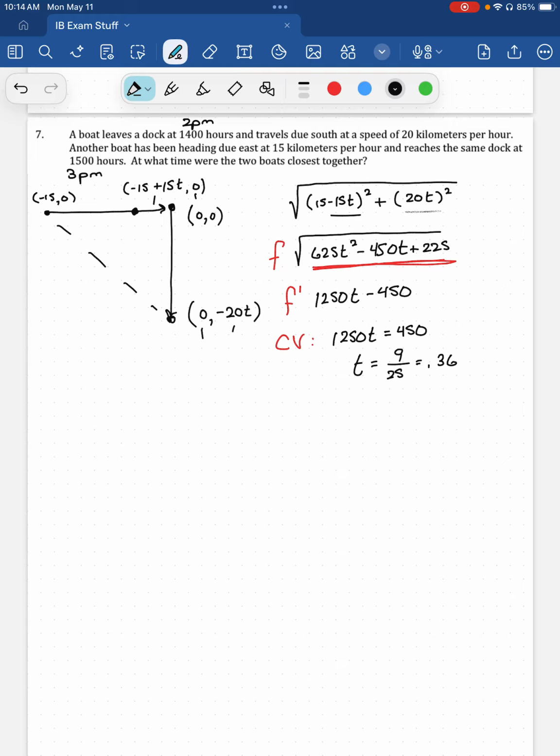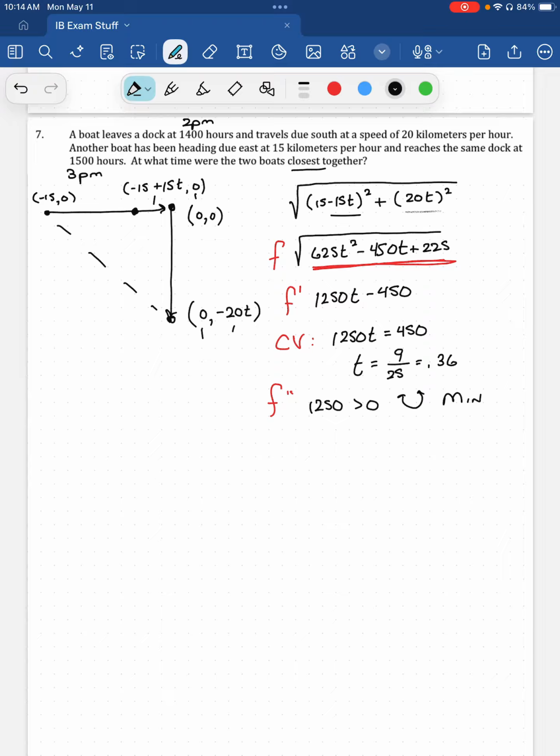So now we need to do two things: answer the question and go ahead and figure out, is it actually the minimum or the maximum we were hoping for? So we wanted them to be closest together, so we were trying to minimize. So we'll do the second derivative. The second derivative is simply going to be 1250, which is greater than 0 no matter what, which is concave up no matter what, which means our critical value is a minimum.